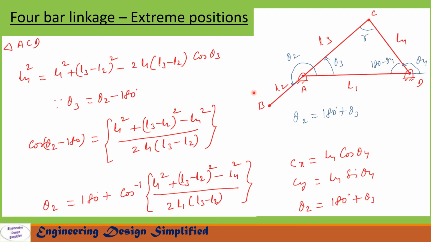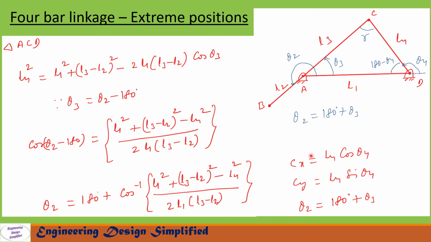After simplification, we get gamma equal to theta 4 minus theta 2. Now let us see second extreme position. In the second extreme position, again L2 and L3 are in line, but L2 is coming to this position. So in this position, again we form a triangle ACD, and this angle we call theta 2, and this angle is theta 3, this is gamma, and this is 180 minus theta 4, since this is theta 4.